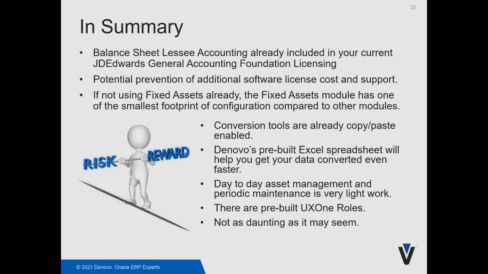So in summary, balance sheet lessee accounting is already included. So you already are paying for and have it available to you to use. And potential additional software licensing costs and support are prevented if you are using JD Edwards. And if you're not using fixed assets already, the fixed asset module has one of the smallest footprints of configuration compared to other modules, although this one is pretty small as well. The conversion tools are ready. They're copy paste enabled. I just showed you some screenshots of Denovo's pre-built Excel spreadsheet that you can use. The day-to-day management is very light work.